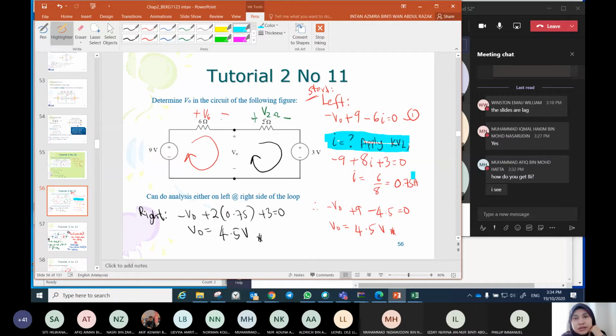And then we substitute I in the first equation, okay, minus 6 times 0.75 equal to 0 and we get V0 is equal to 4.5 volt. Okay, now we want to prove our V0, it must be the same as the right side calculation. This is the right side calculation. Let's start with the first sign. So minus V0 plus 2 in the bracket current. Current is this plus 3 and we get the same value of V0.